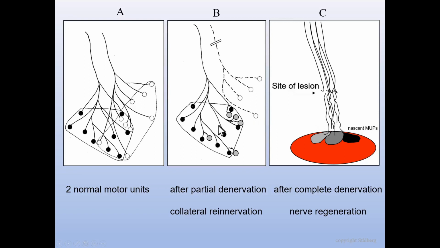But in the more commonly seen type of re-innervation, in the partial lesion, in the EMG labs, we usually see this type, the collateral re-innervation, and there we never have the nascent motor units. We always have the mother motor unit, here indicated in black, that in addition will recruit muscle fibers and re-innervate them.